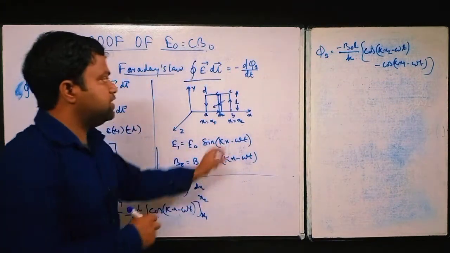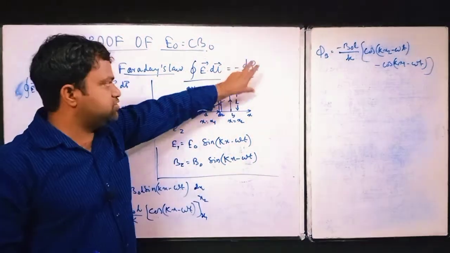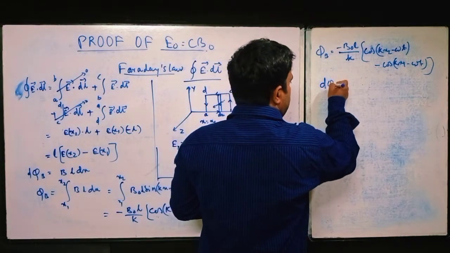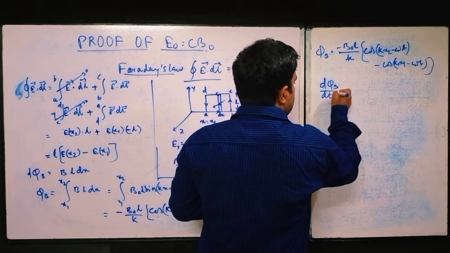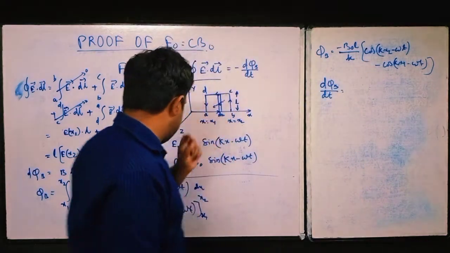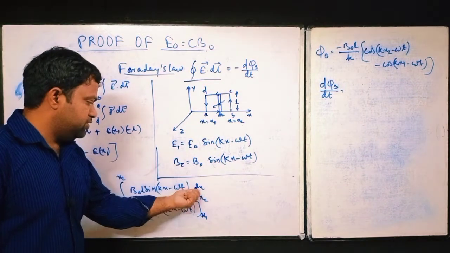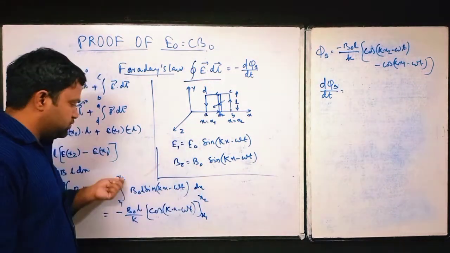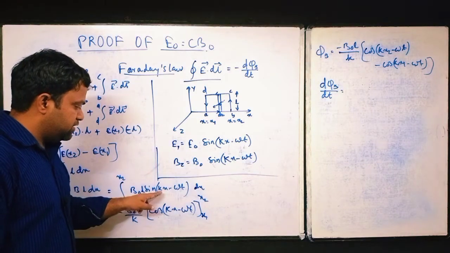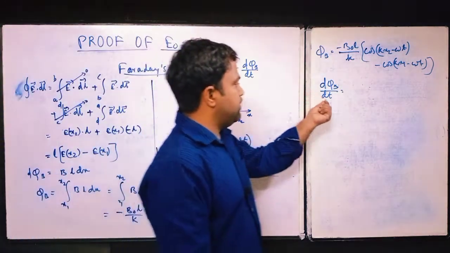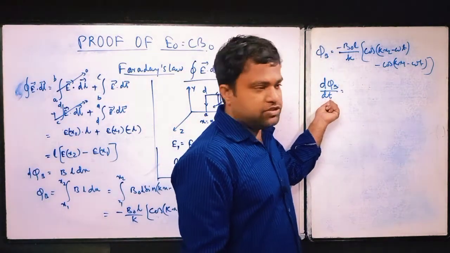But what will we calculate? We will calculate the rate of change of flux, that is d phi by dt. So d phi by dt equal to, you will differentiate. Now think, here we integrated with dx, the range is from x1 to x2. So here k comes out, omega t we are not touching here, but here we are differentiating with t, the rate of change of flux.